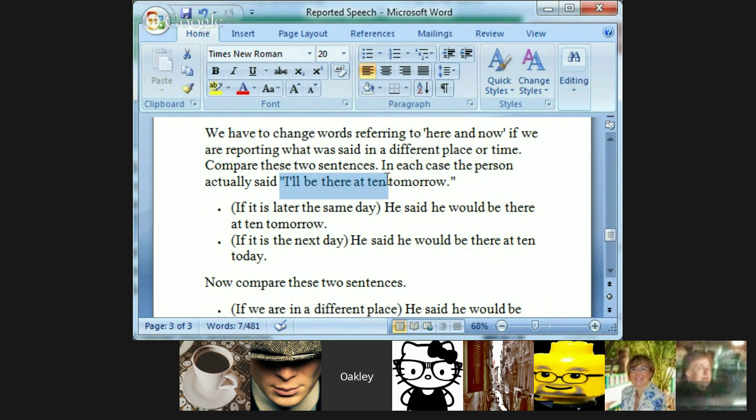The person actually said, again, all this backshift, we're not reporting on what somebody thought or believed. We're reporting on what they actually said. In this case, they actually said, I'll be there at 10 tomorrow. So it makes a difference in the time you're referencing. If it's later the same day, he said he would be there at 10 tomorrow. If it is the next day, then he said he would be there at 10 today.